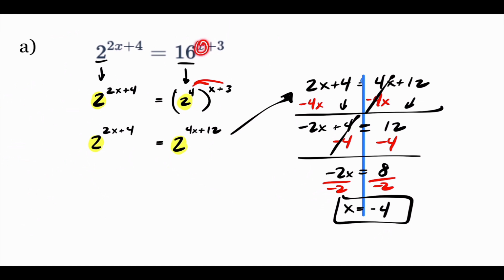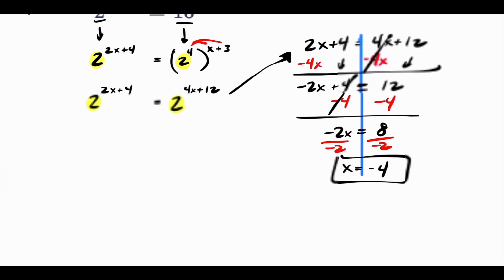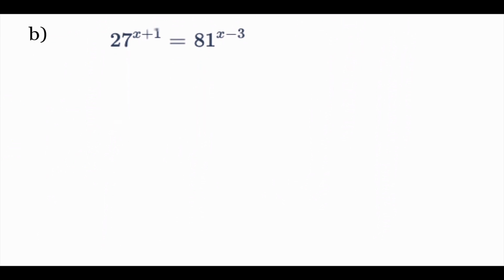So x would have to be negative 4 to make both sides true. If I plug in negative 4 here and here, negative 4 plus 3 is negative 1. Negative 4 times 2 is negative 8, plus 4 is negative 4. So what it's saying is 2 to the negative 4 power is the same as 16 to the negative 1 power. That's all it's saying. Okay, all right. Letter B.